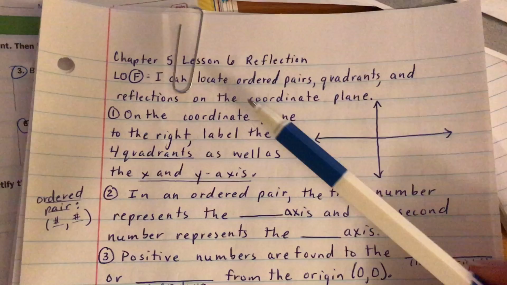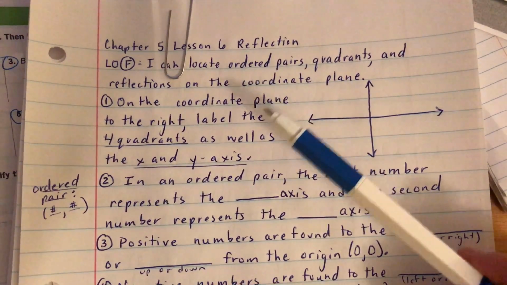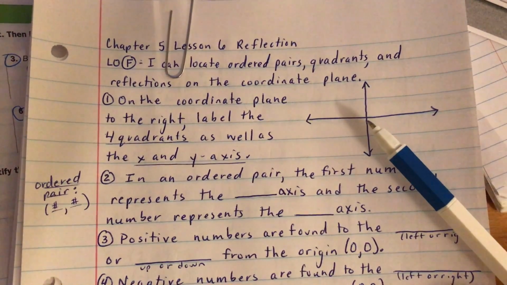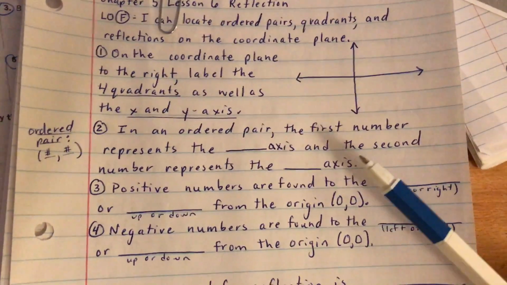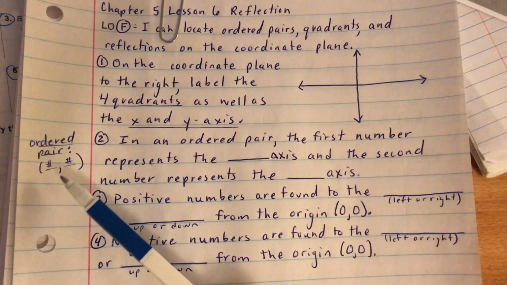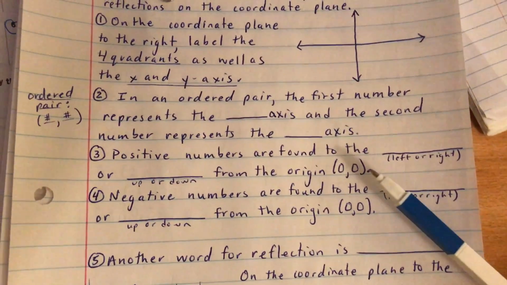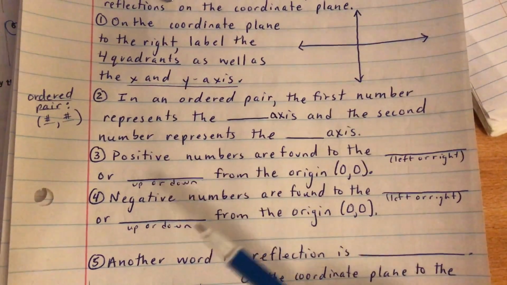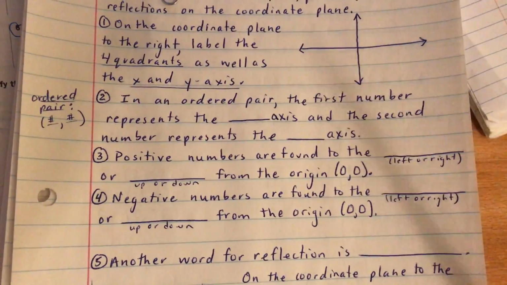All right, so learning objective F, locating ordered pairs, quadrants, and reflections on the coordinate plane. So number 1, on the coordinate plane, label the 4 quadrants and label the x and y axis. Number 2, in an ordered pair, the first number represents the blank axis, the second number represents the blank axis. Positive numbers are found to the left or right or up or down from the origin, and negative numbers are found left or right or up or down from the origin.